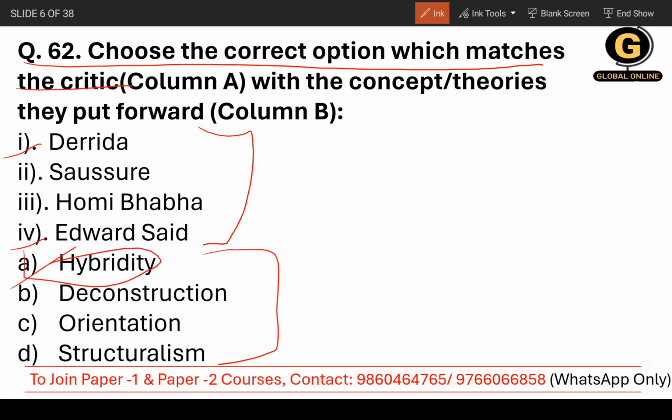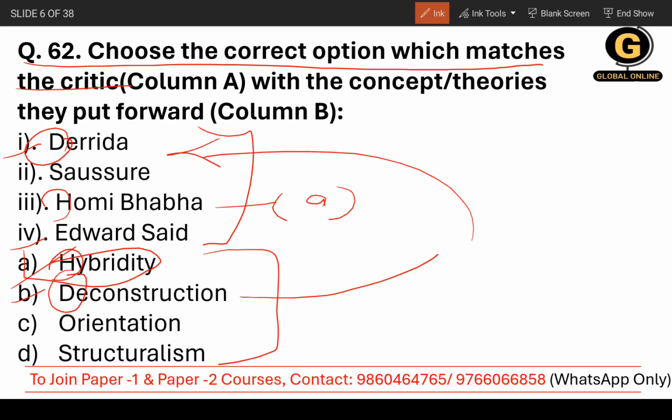H for hybridity, H for Homi Bhabha. Homi Bhabha is associated with hybridity. So this is A. Moving on to deconstruction. D for deconstruction and D for Derrida, Jacques Derrida. It's not exactly a way to match it, but I know the theory, that is why I'm matching it.